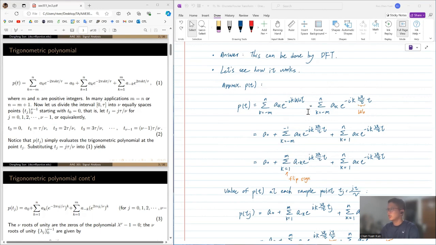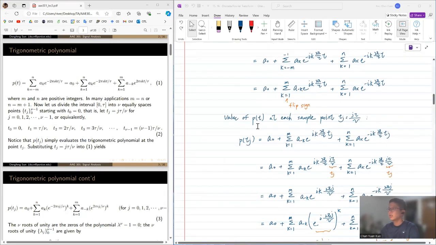Now, this summation here can be broken down into 3 parts: a naught, the summation for the negative case, and the summation for the positive case. And we want to get rid of the summation with the negative case. So here we do a sign flip to make the summation go from positive 1 all the way to m. And that is also why here we will have a negative k, and the power of the exponential function will be positive as well.